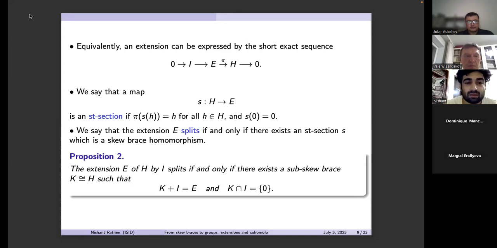So we define what a split extension is. The extension E of H by I splits if and only if there exists a sub-skew base K of E such that K plus I is equal to E and their intersection is the zero element of the skew base.